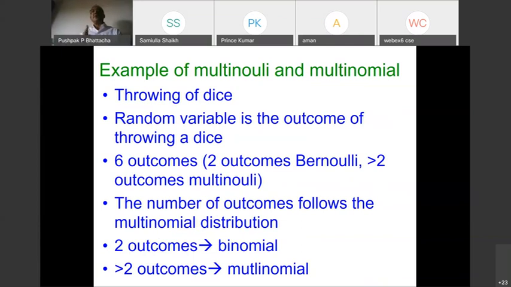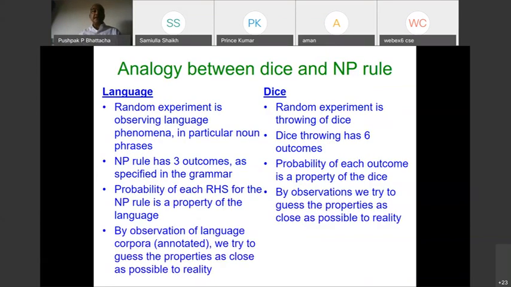The probability of a noun phrase becoming adjective and noun, or a noun phrase being composed of noun phrase and preposition phrase, all these are properties of the English language. And we are trying to handle these by the instrument of probability. There is a correspondence between them, the analogy between dice and the noun phrase formation rule. In language, the random experiment is observing language phenomena. In particular, we are focusing attention on noun phrases. What is the composition of noun phrases? How do noun phrases appear? The corresponding situation in dice is that the random experiment is throwing of dice.